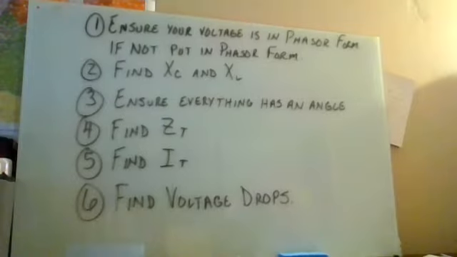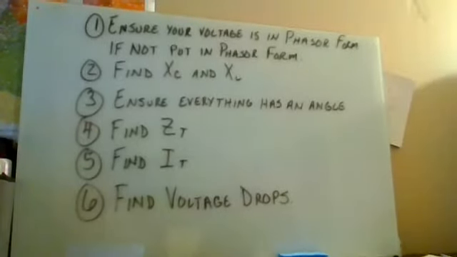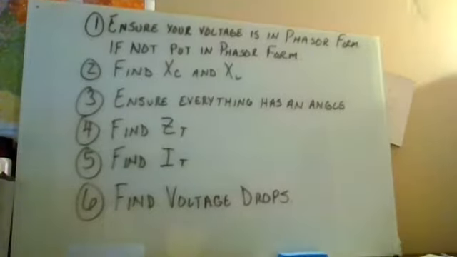Next thing you want to do is find X of C and X of L. Just make sure you look at your capacitors and inductors, because sometimes I'm going to give you a capacitor and tell you the value is 60 ohms. Well, if I tell you the value is 60 ohms, I'm already giving you X of C, the capacitive reactance. Same thing with the inductors. If I put them in ohms, I'm already giving you the reactance. All you have to do is put the angles on them and go.